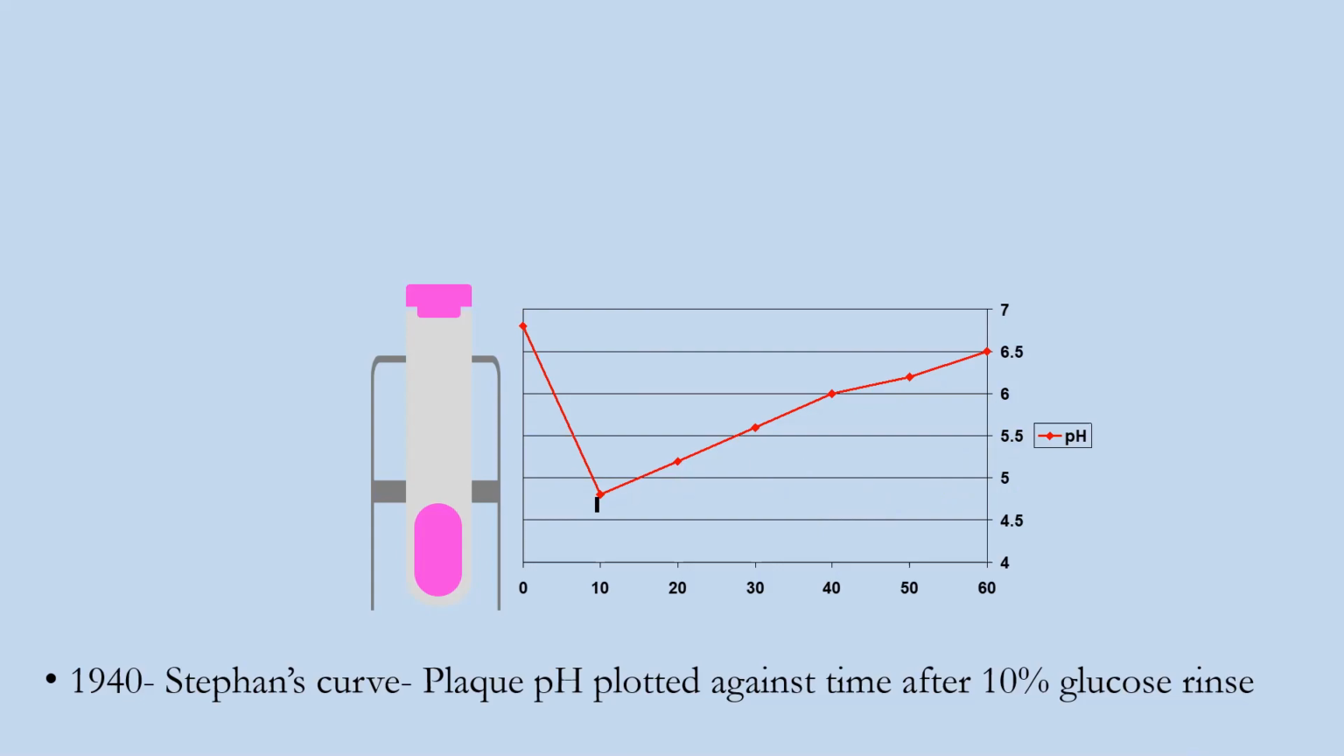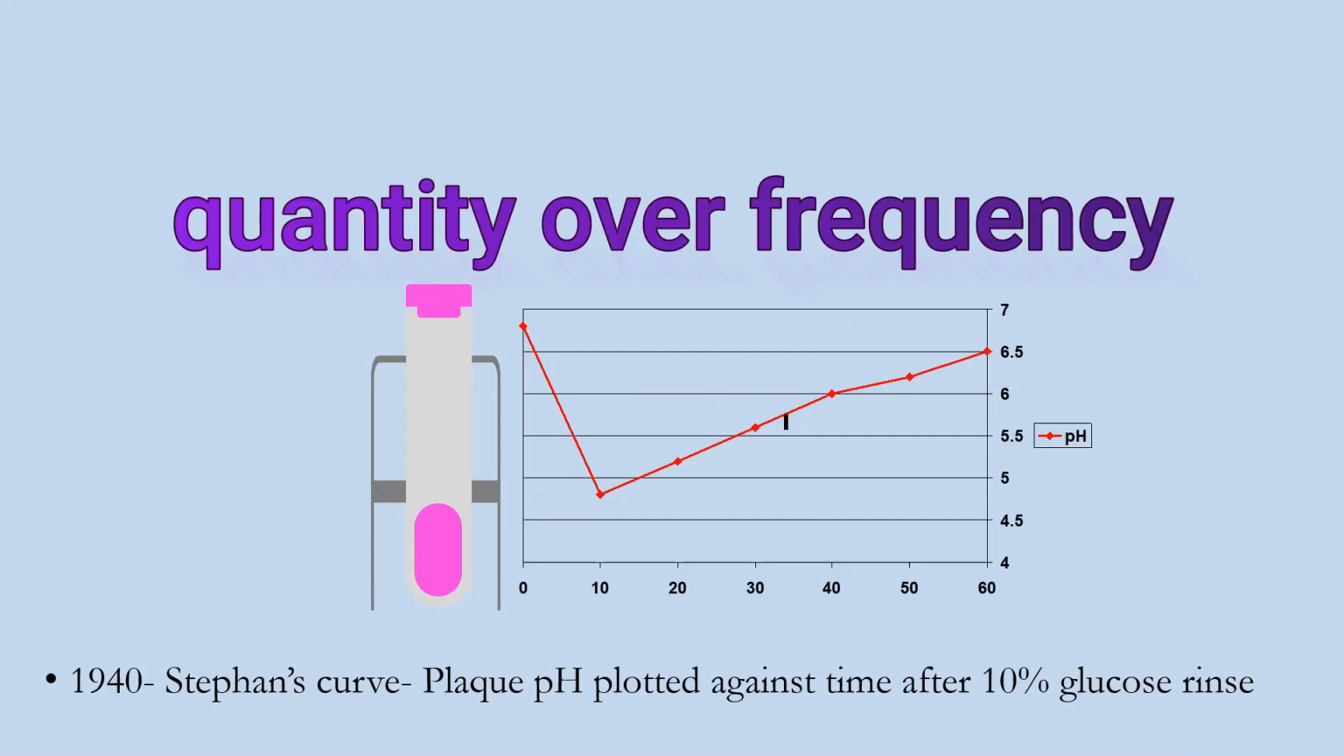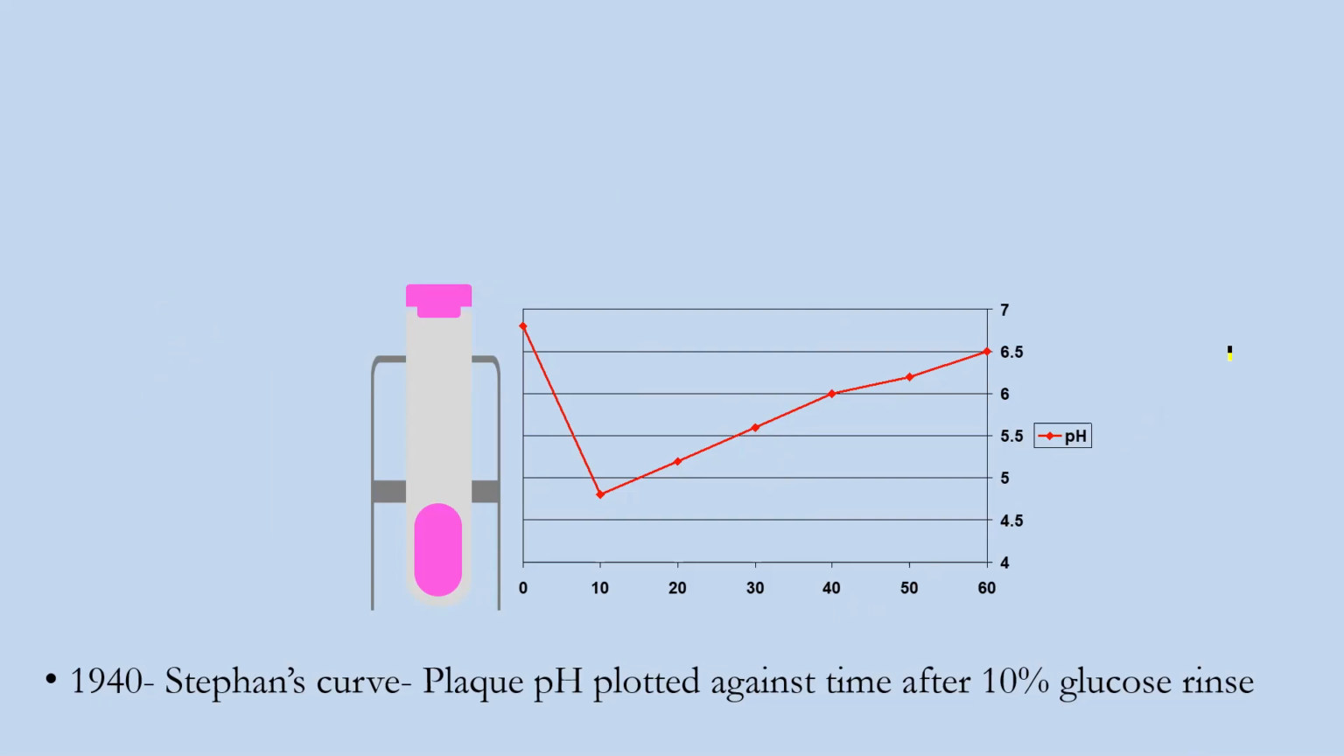For it to start rising, it takes several minutes, almost an hour, to get back to alkaline pH. But suppose the patient eats some sucrose at this point, say after 20 or 30 minutes, it again drops and it again takes an hour or so for the pH to get back to normal. So this experiment showed how important the frequency of pH fall in the oral cavity is for the occurrence of caries.